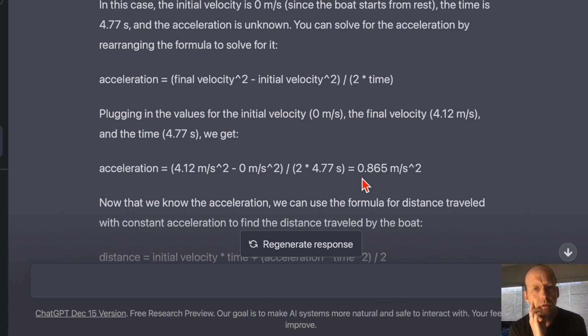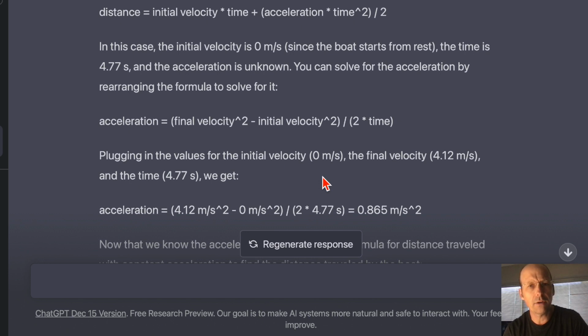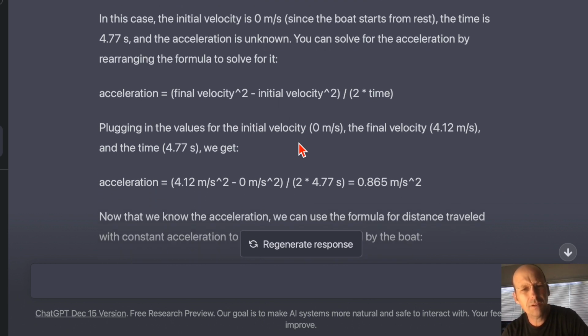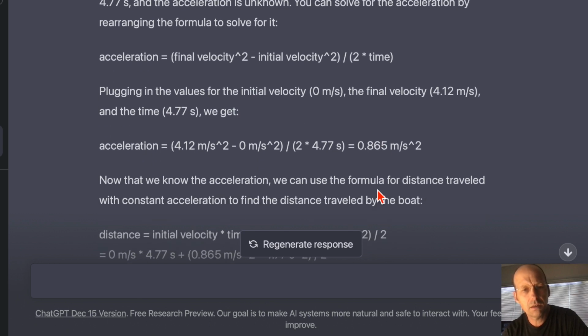Acceleration, final velocity squared, 4.12 divided by 2. Final velocity squared. Acceleration is final velocity squared over 2 times the time. I don't see how they got the right answer right there.